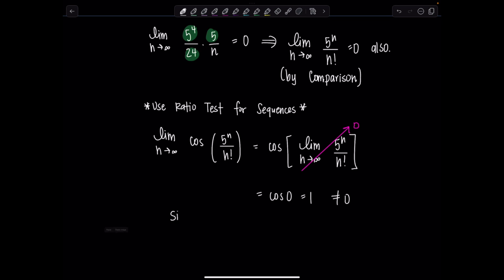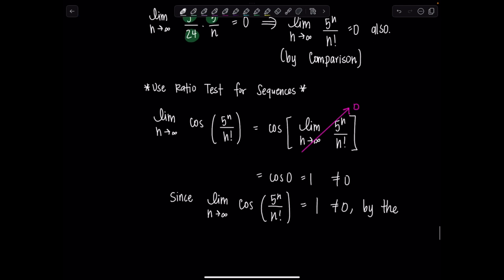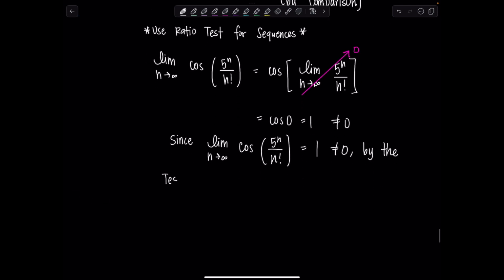So since the limit as n approaches infinity of cosine of 5 to the n over n factorial equals 1 and not 0, by the test for divergence, I let my students abbreviate TFD, but if your professor doesn't let you, write it out, we know the sum, n equals 1 to infinity, of cosine of 5 to the n over n factorial diverges.